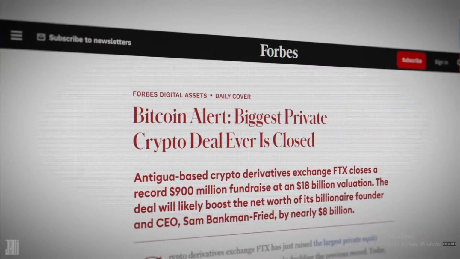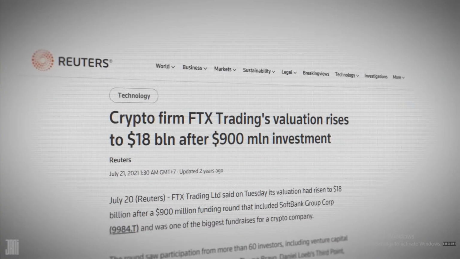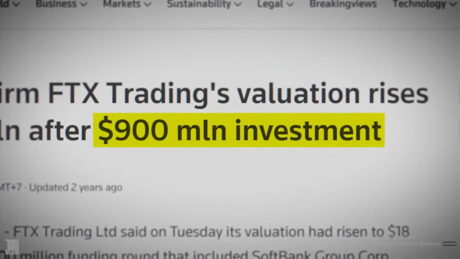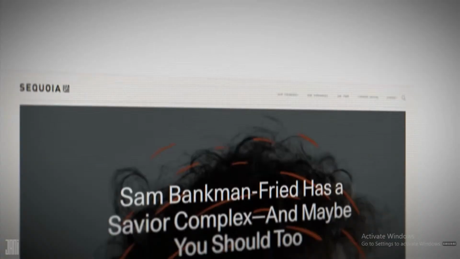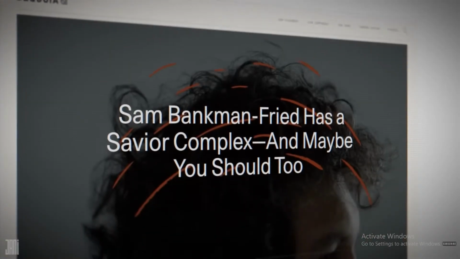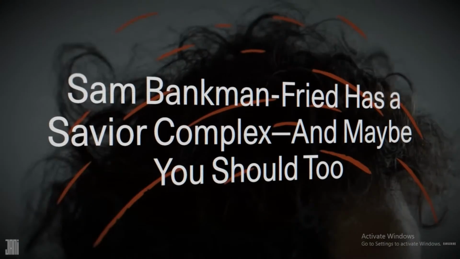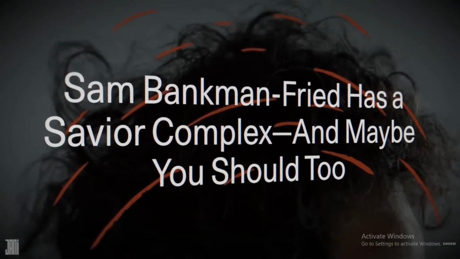They were impressed. A few months after that Zoom call, they lead a round of investments for FTX which totaled almost $1 billion. And a year after that Zoom call, 2 months before the collapse, Sequoia Capital releases this 45-page article titled "Sam Bankman-Fried has a savior complex, and maybe you should too."